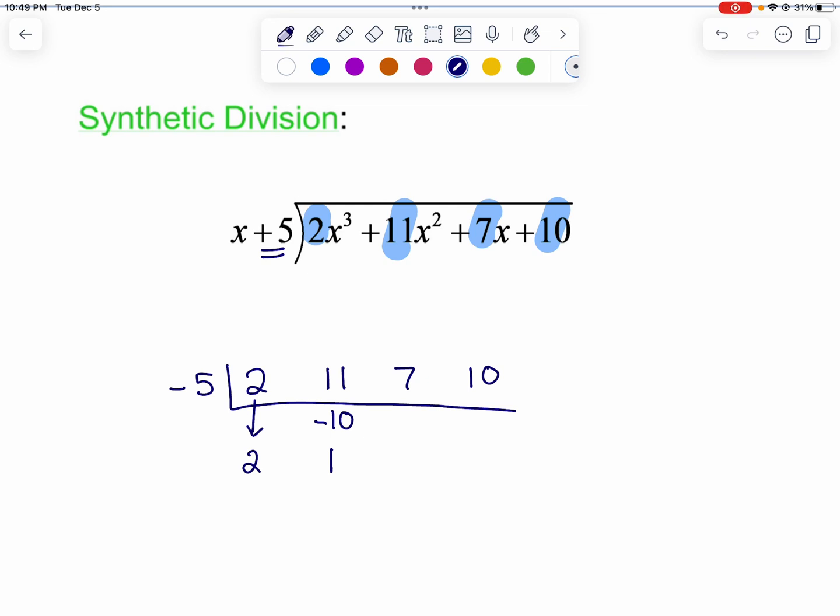Now I take that negative 5 again and multiply. Negative 5 times 1, and I'm going to put it underneath the 7. Again, the subtraction's built in. So I have 7 minus 5, which is going to give me a 2. And then I have negative 5 times 2, which is a negative 10. I add these two things together and I get 0.